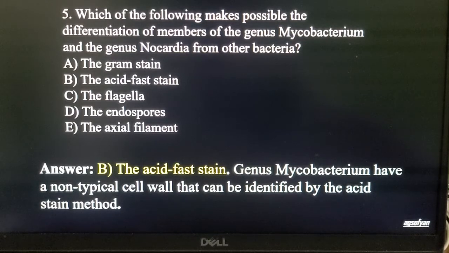Okay, so the correct answer is the acid-fast stain, which is this special staining method to identify group of Mycobacterium, including Mycobacterium tuberculosis, okay, the TB bacteria.